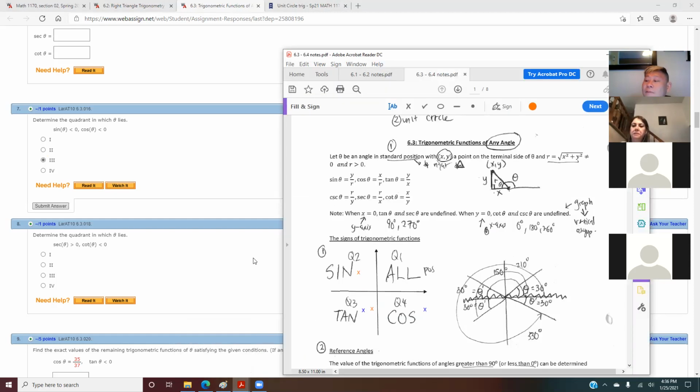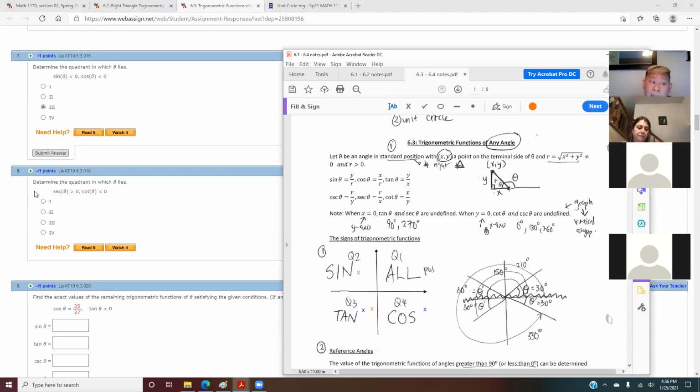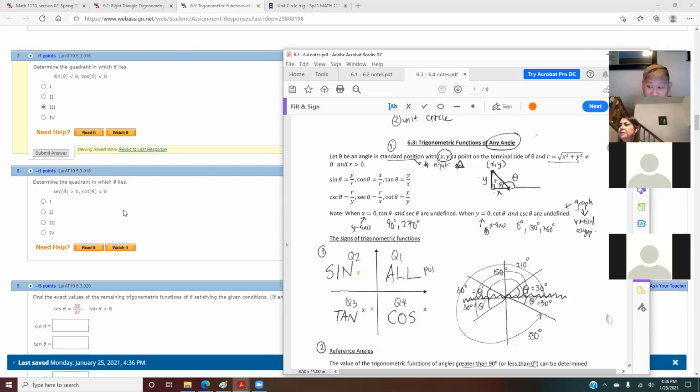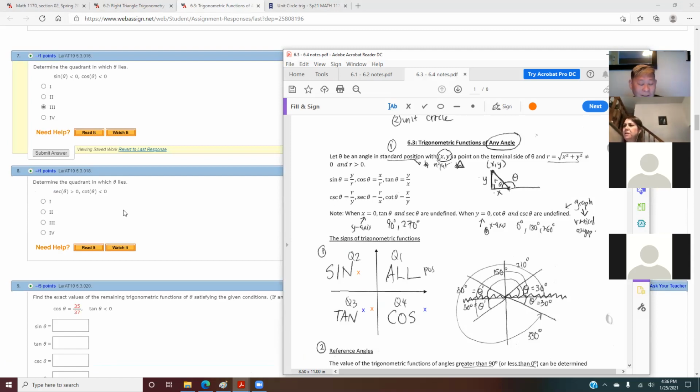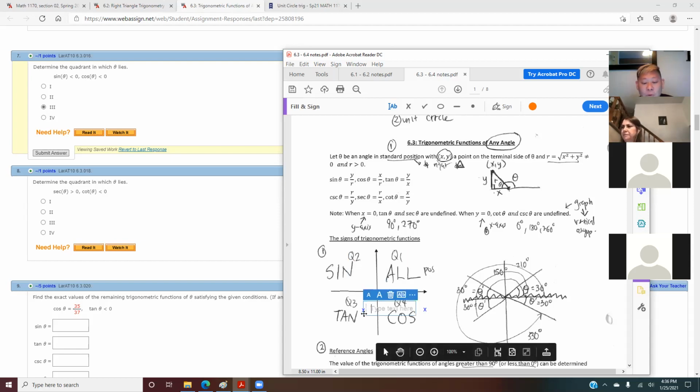You guys okay here? You want to try number 8? This is so important because it is used in chapter 6, chapter 7, and chapter 8. If you don't get this, again, this is all very fundamental, very basic. So secant is greater than 0 means positive. Figure out which quadrant will fulfill these 2 conditions. Is that 1, 2, 3, or 4?